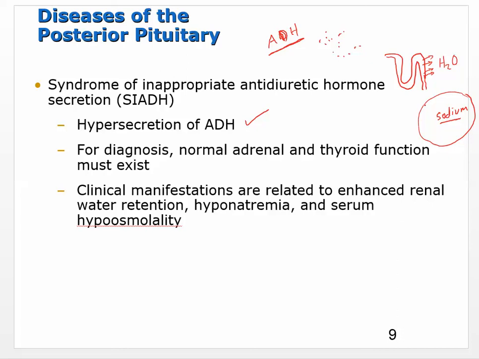So unfortunately, what your body does is it says, oh, there's not enough sodium, so it causes the RAA, the renin-angiotensin-aldosterone system, to turn on, which means that you're going to now start reabsorbing more sodium back into the body, which is going to bring more water with it. Okay? So it's trying to correct, but in a sense, all it's doing is increasing your fluid volume even more. So clinical manifestations related to an enhanced water retention, yes, hyponatremia, and serum hypoosmolality. Okay, so those things kind of make sense.